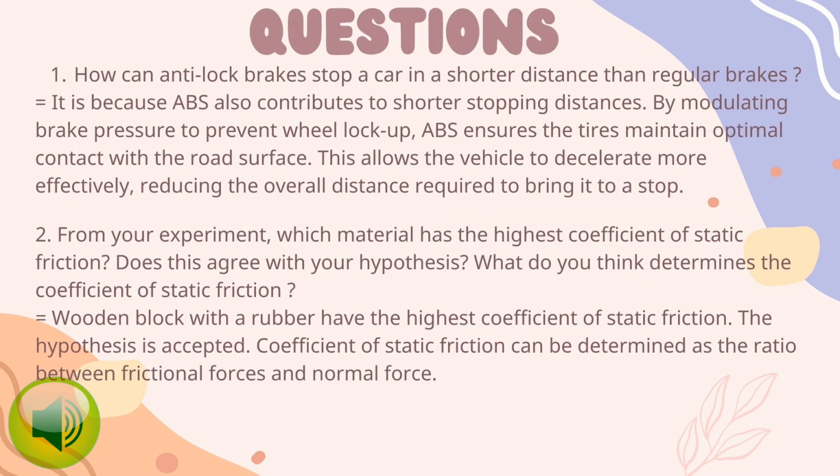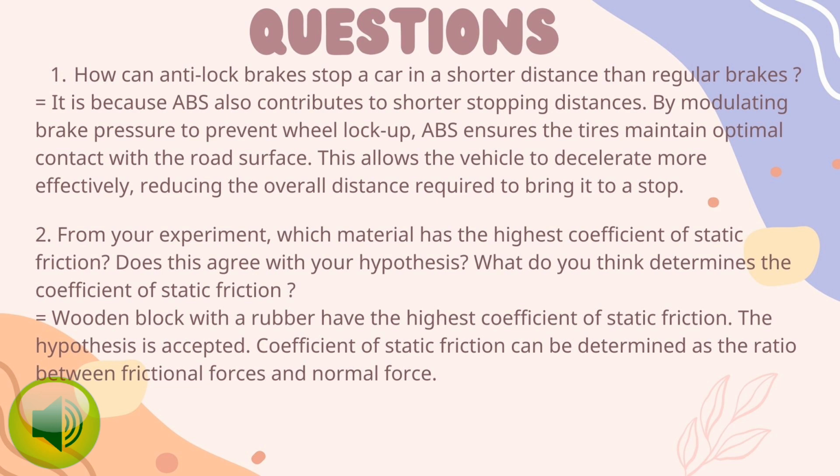So, we move to the questions. The first question is, how can anti-lock brakes stop a car in a shorter distance than regular brakes? It is because ABS contributes to shorter stopping distance by modulating brake pressure to prevent wheel lock-up. ABS ensures the tire maintains optimal contact with the road surface. This allows the vehicle to decelerate more effectively, reducing the overall distance required to bring it to a stop.